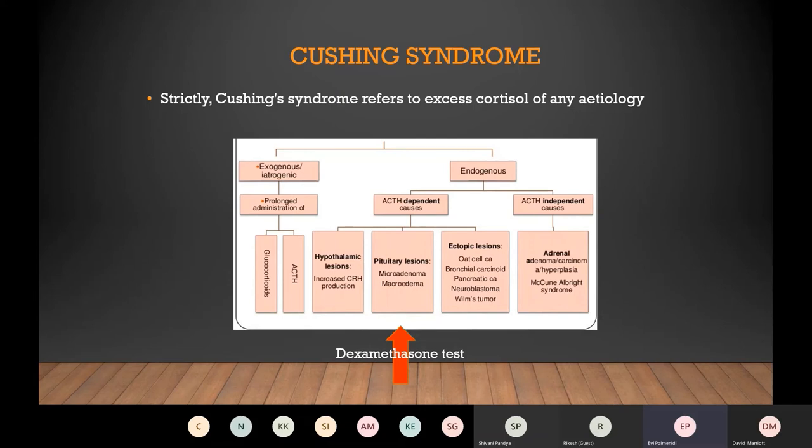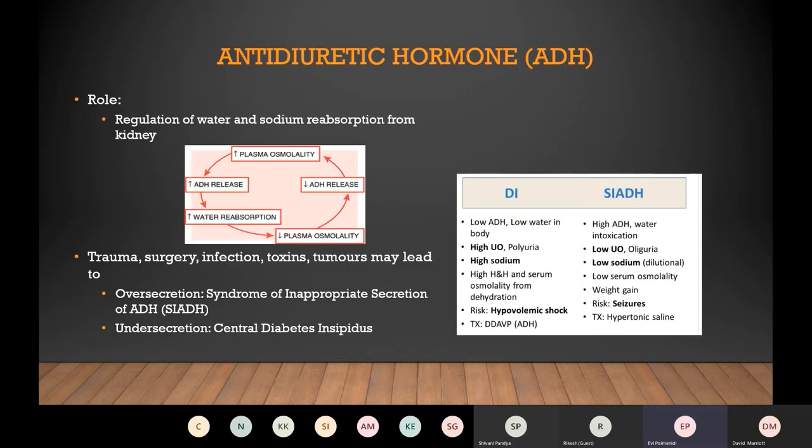This can be tested clinically with a dexamethasone test. I don't think that I will need to go into further details about that. I'm not very sure they will ask you something like this.